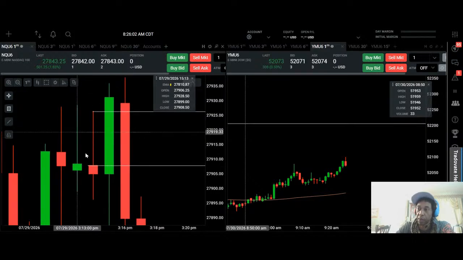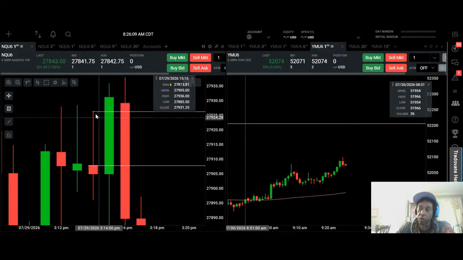So it doesn't matter because we're expecting to go down. So we're going to look for the entry on the top side of the sweep. They're going to use either the closure or the wick of this candle. And this is candle specific.